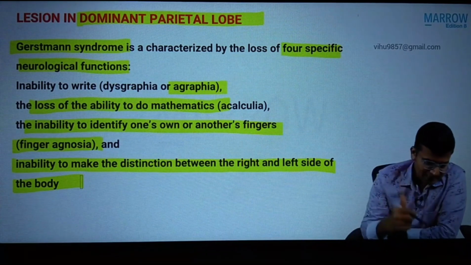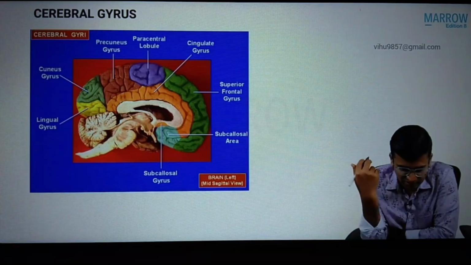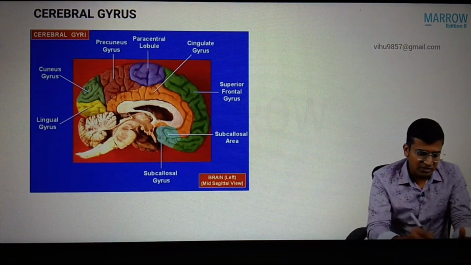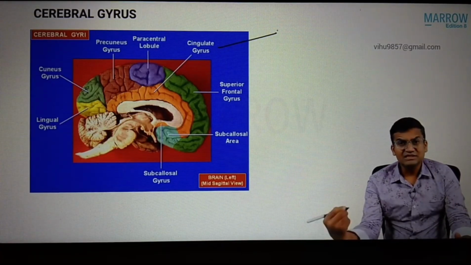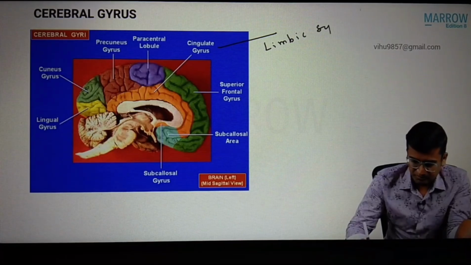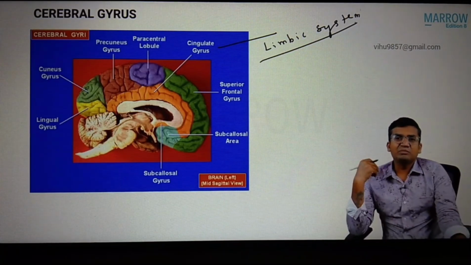Okay, right. Now see the medial view of the cerebrum. In the medial view of the cerebrum, just above the corpus callosum, we are seeing the cingulate gyrus. Cingulate gyrus is a part of the limbic system. See, limbic system, limbic means ring.